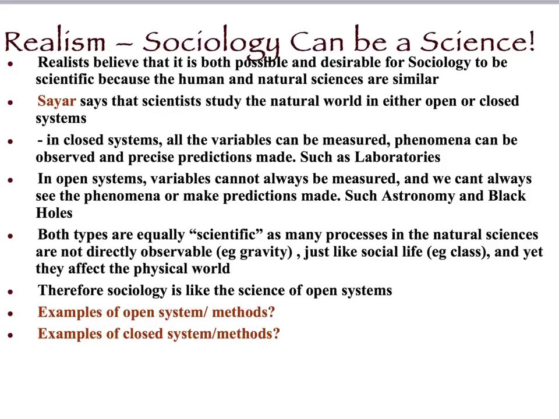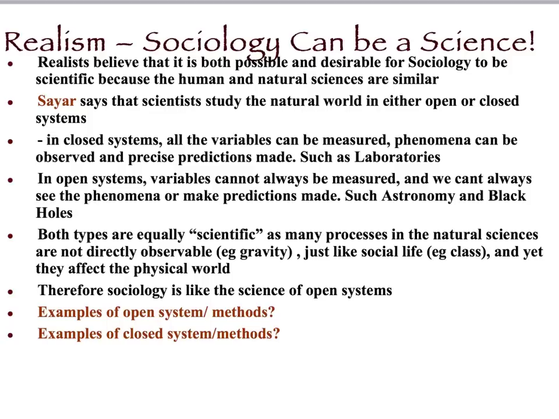Finally, we have the realists, who sit in the middle. They argue that it is possible and desirable for sociology to be scientific because they argue that the human science of sociology is very similar to the natural sciences. Sayer argued that the natural world can only be studied in either open systems or closed systems. A closed system in science is when every single variable can be controlled and measured. All of the phenomena can be observed and precise predictions made. This needs to take place in places such as laboratories.